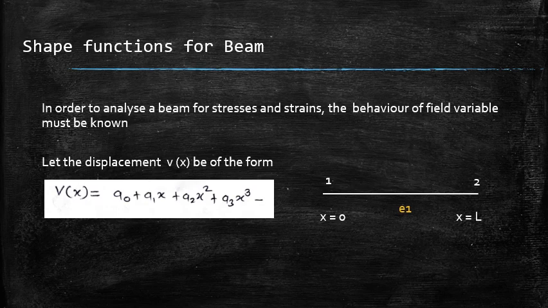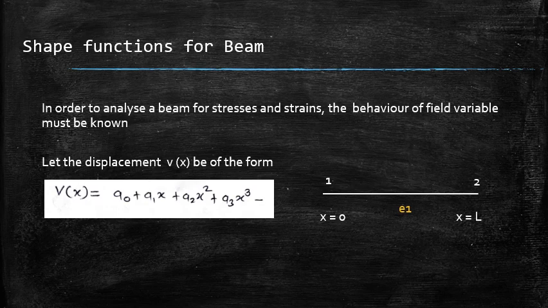What are the boundary conditions? Displacement at node number 1, v of x at x is equal to 0; displacement at node number 2, v of x at x is equal to L; slope at node number 1, dv by dx at x is equal to 0; and slope at node number 2, dv by dx at x is equal to L. So these 4 different equations will be useful while calculating the coefficients a0, a1, a2 and a3.